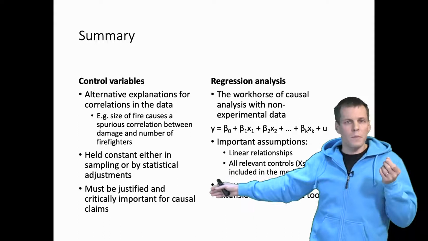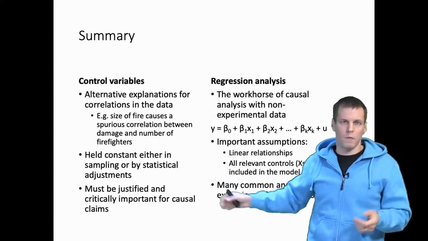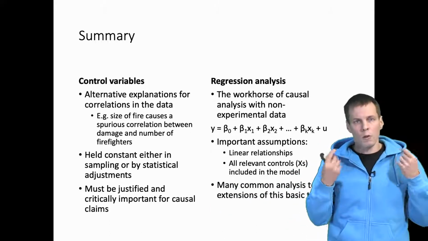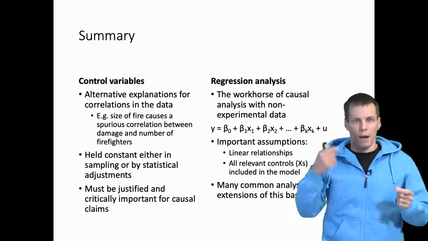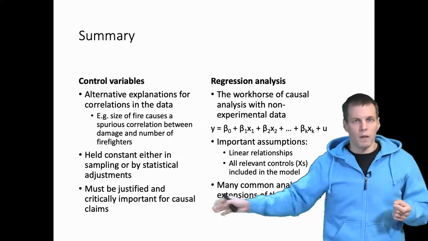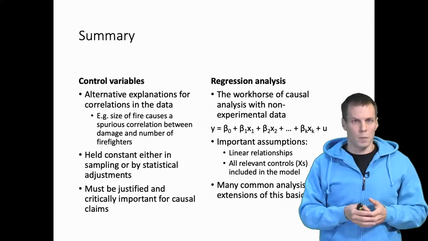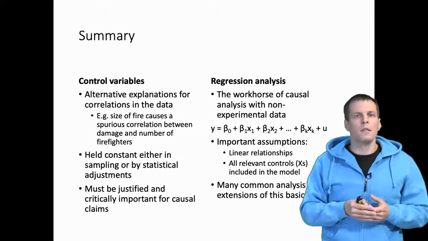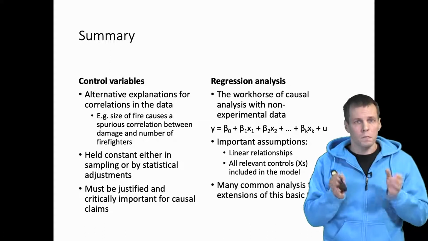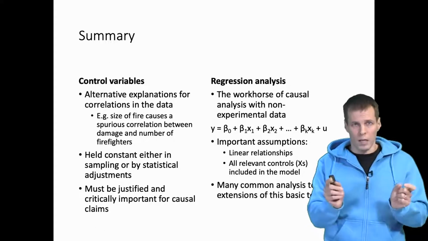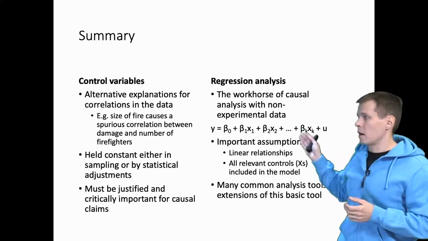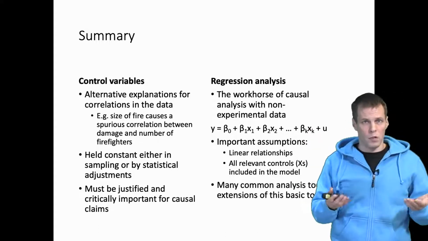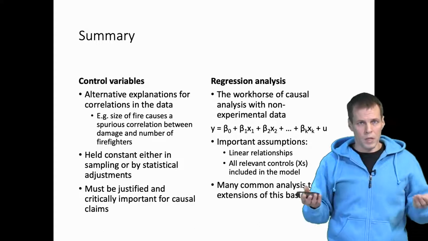Controls must be justified instead of just throwing in a standard set. So you need to think through why there is a correlation between your important x variable and your important y variable, and then pick controls to rule out those alternative explanations. In practice, the tool that we apply to study this kind of XY effects, controlling for other variables, is regression analysis. So this is the workhorse of causal analysis in non-experimental research.